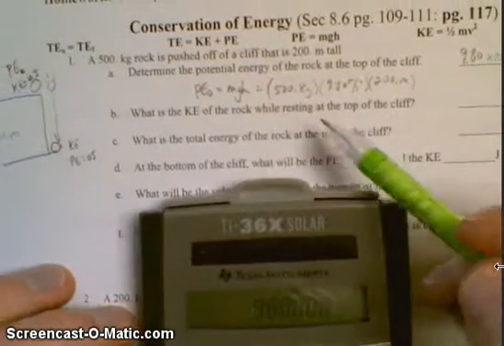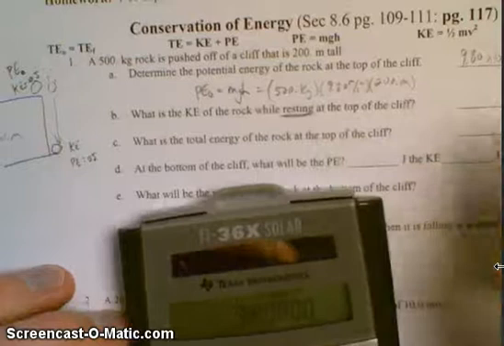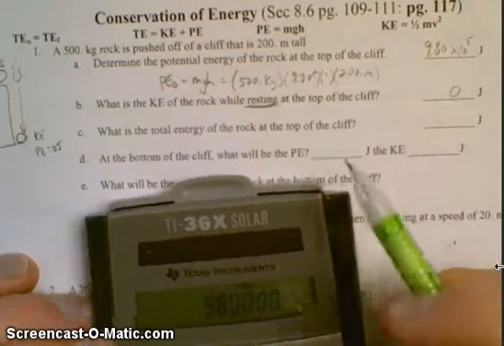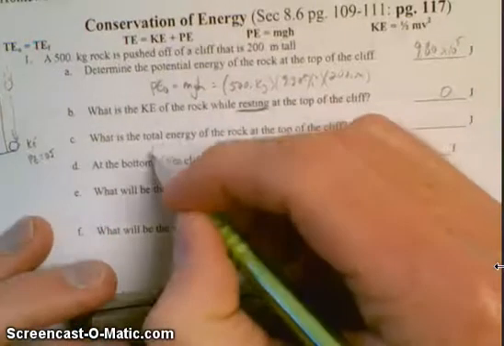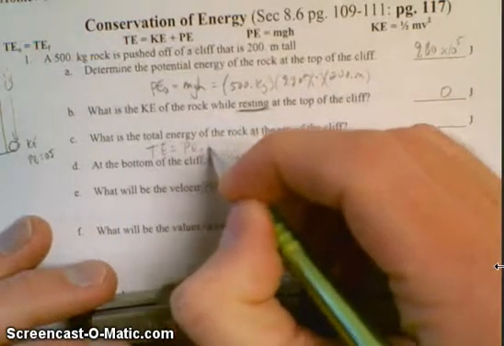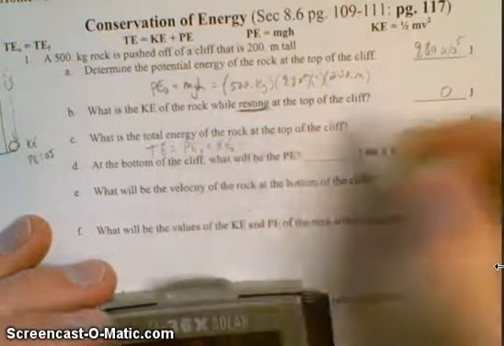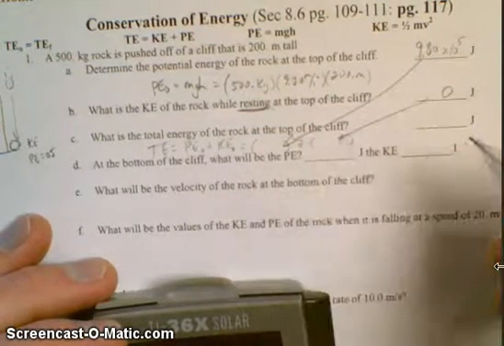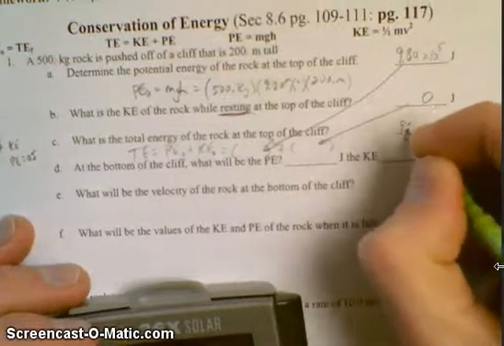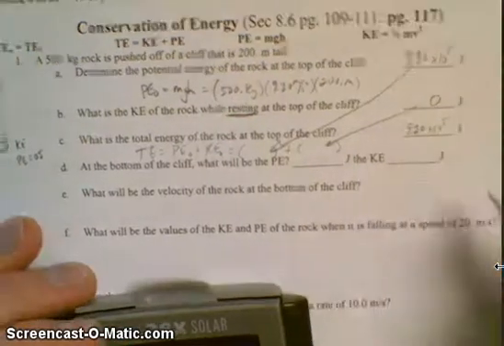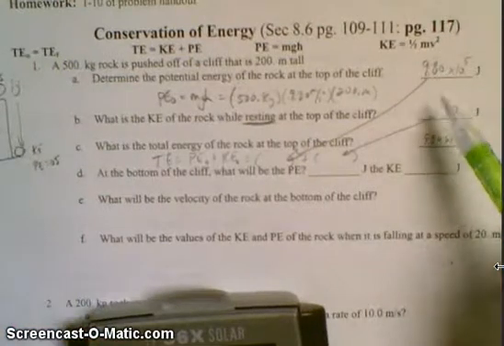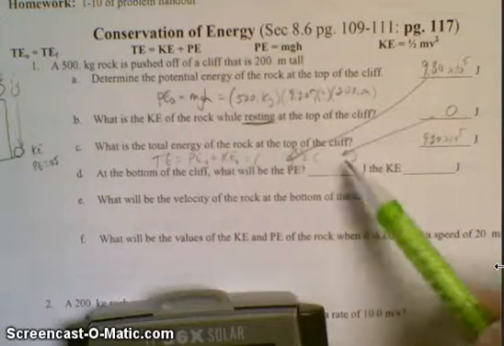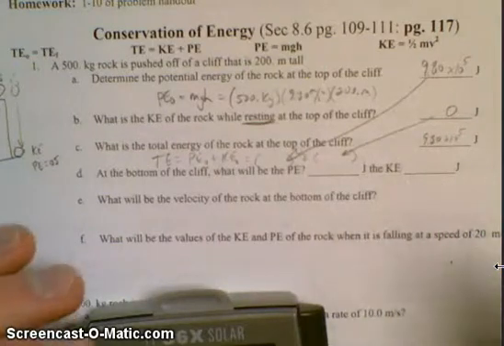We talked about this. How much kinetic energy does it have while resting at the top? Well, that would be 0 joules. It's not moving. So what's the total energy of the rock at the top of the cliff? So total energy is potential plus kinetic. We could substitute our values. I'm a big fan of arrows. So this comes out to be 9.80 times 10 to the 5th. And again, if this number was not so nice and this number right here wasn't 0, I'd make sure that I carry extra digits and underline them to show my addition rule in my answer.